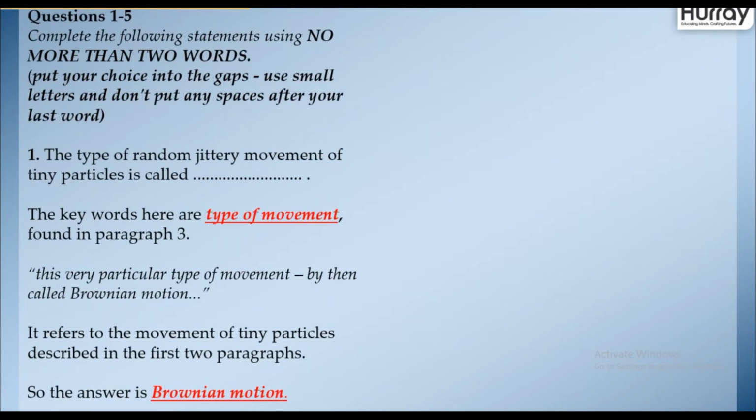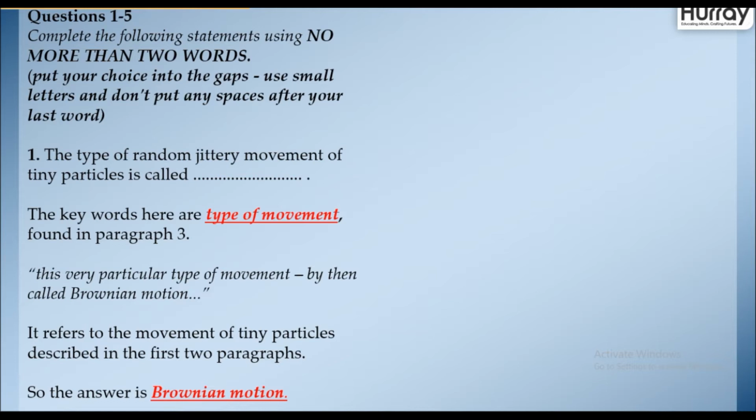Your instructions will be given at the beginning. You must read them carefully. In this case, your instructions say, complete the following statements using no more than 2 words. You must put your choice into the gaps, use small letters and not use any spaces after the last word.